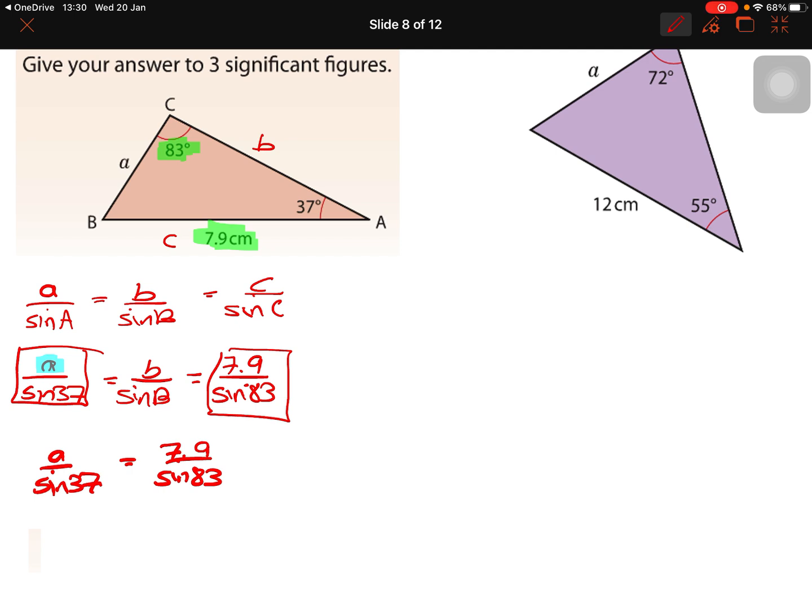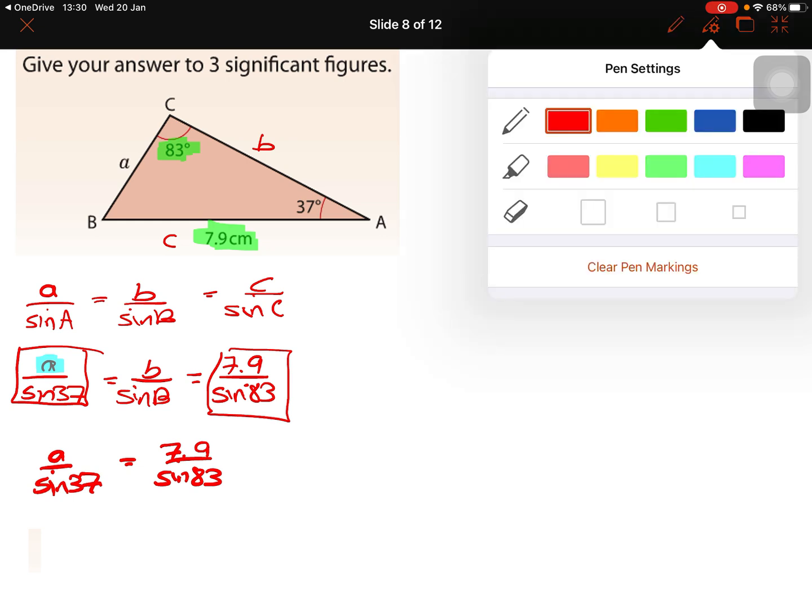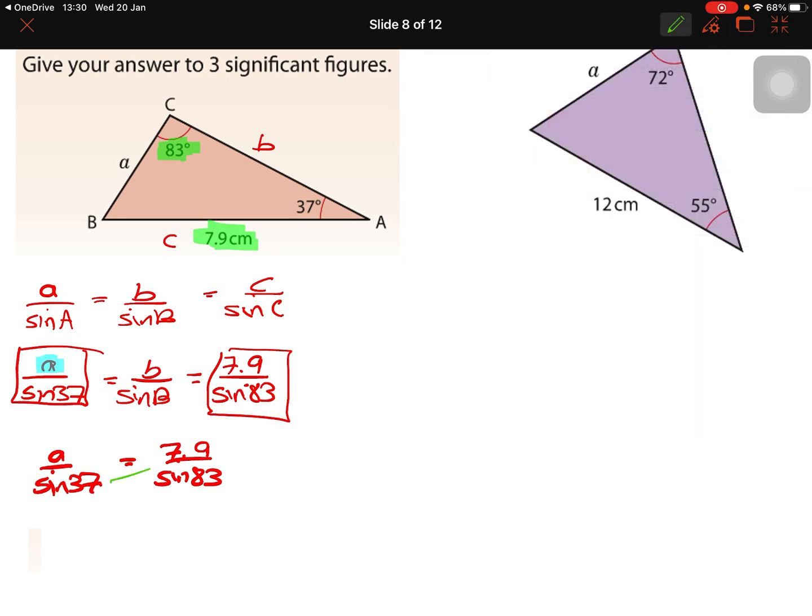Now, I've set this up in this particular way first. I always want my sides on top at the moment, because all I've now got to do is a little bit of balancing and I can find out what a is. All I'm going to do is multiply both sides by sine 37. And what that will then leave me with is a equaling 7.9 sine 37 over sine of 83, and that will then give me my answer.